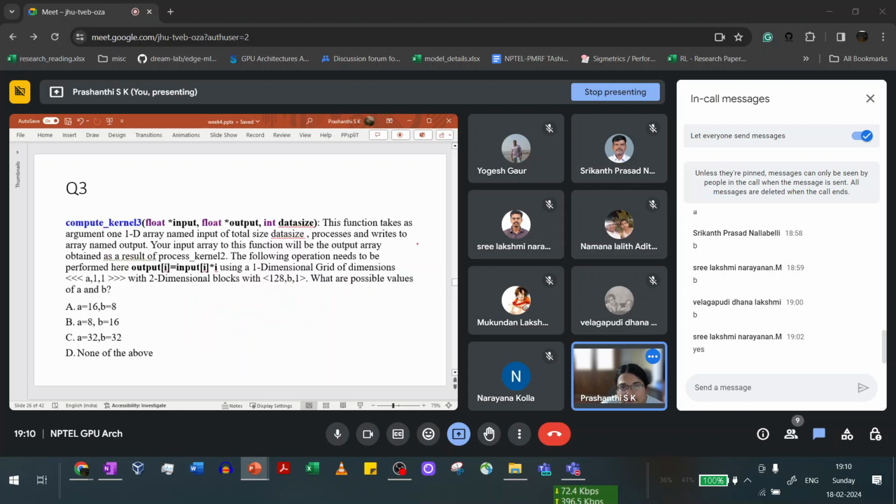Compute kernel 3. This takes as an input a 1D array named input of total size data size, processes and writes to an array named output. Your input array will be the output array obtained as a result of compute_kernel_2. Again, you can assume compute_kernel_2. The following operation needs to be performed here: output[i] equals input[i] times input[i], using a one-dimensional grid of dimensions A,1,1 with two-dimensional blocks of 128,B,1. What are possible values of A and B? So you're given 4 things. Take your time and let me know what's the answer.